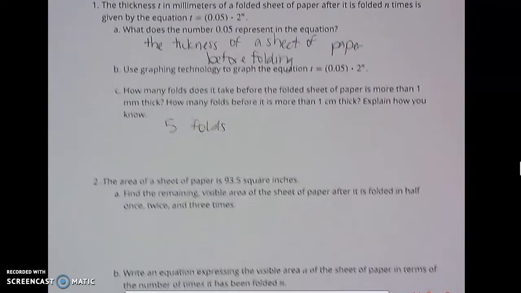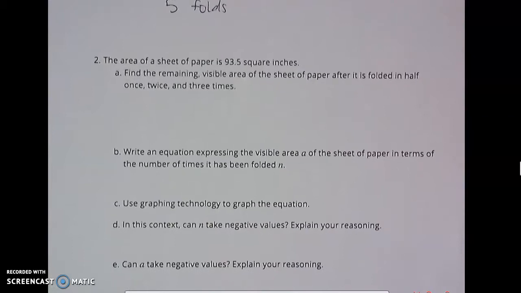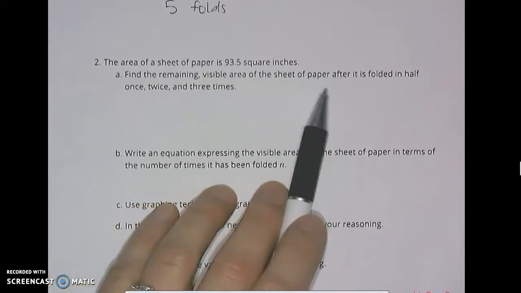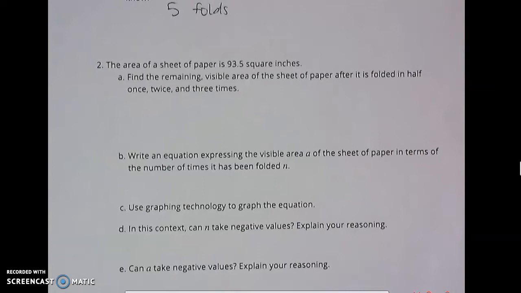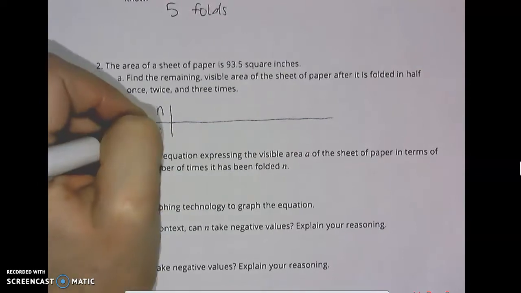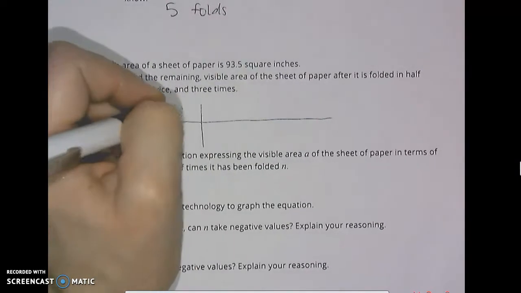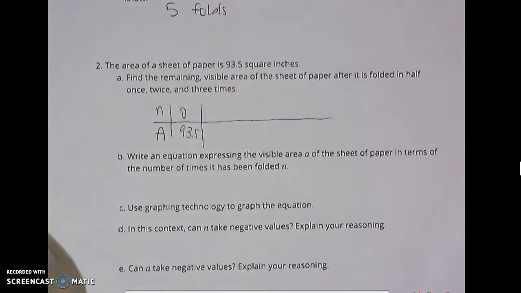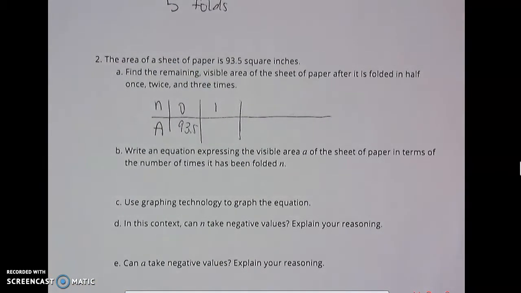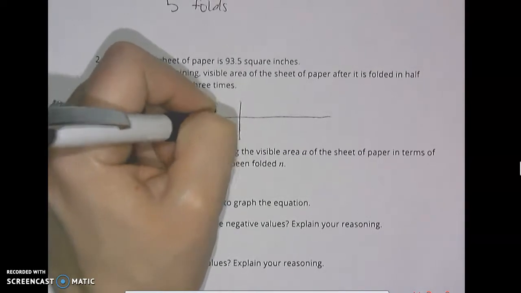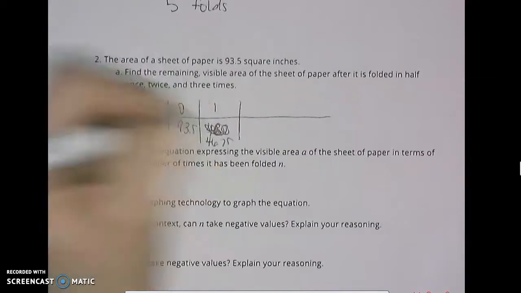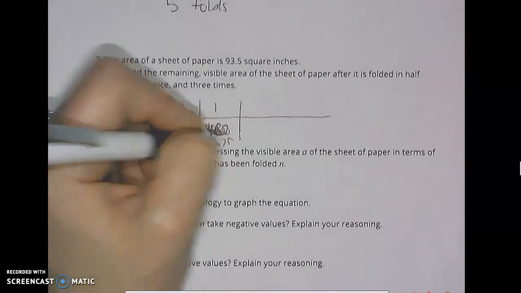All right. So moving on, the area of a folded sheet of paper is 93.5 square inches. Find the remaining visible area of the sheet of paper after it's folded in half once, twice, 3 times. So let's make a table of information for this. N is going to be the number of times it was folded, and A is going to be the area. After 0 folds, our area was 93.5. They told us that. If we fold it once, what happens to the area? Well, it's going to cut in half. So we would have 46.75 as the visible area of the paper now.